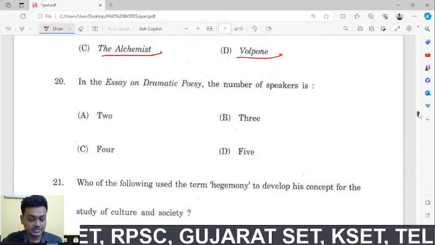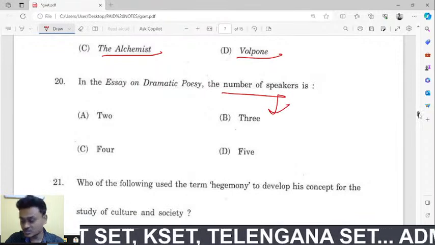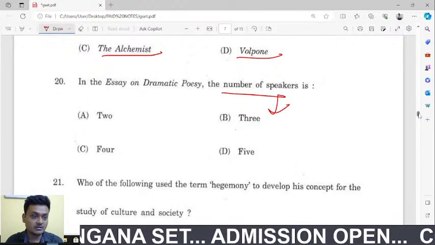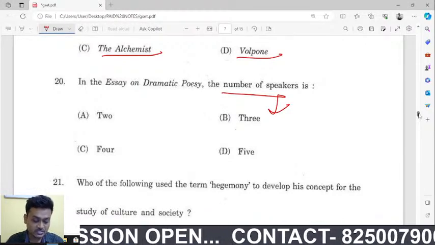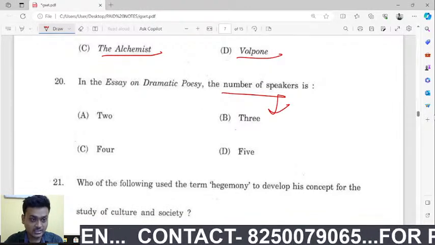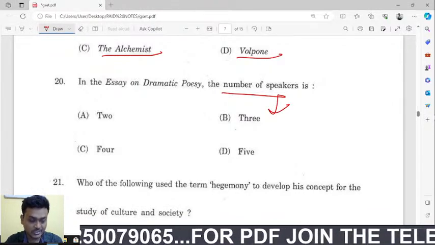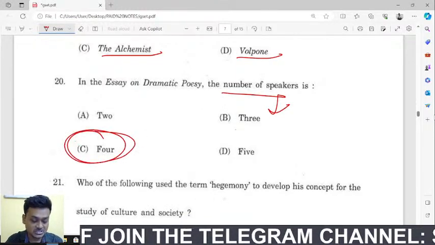Now question number 20. In Essay of Dramatic Poesy, how many speakers were there? Exactly, there are a total of 4 speakers.